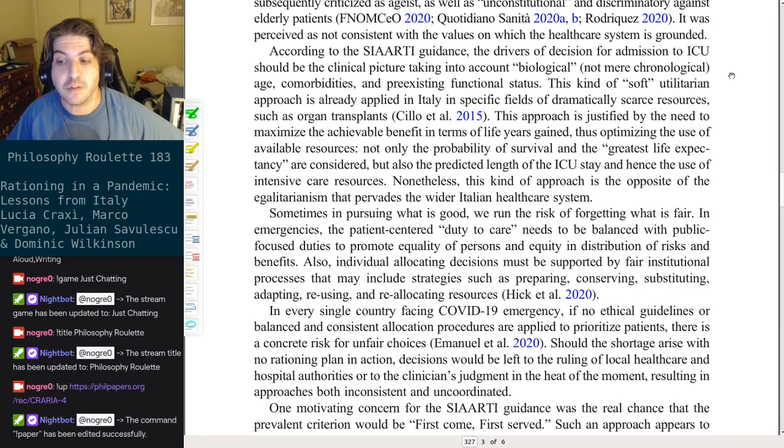Nonetheless, this kind of approach is the opposite of the egalitarianism that pervades the wider Italian healthcare system. Okay, so they're saying usually you're egalitarian, but then when you're in the critical things, they stop being egalitarian. Then they start looking into other factors, which is kind of, I mean, we do that here too.